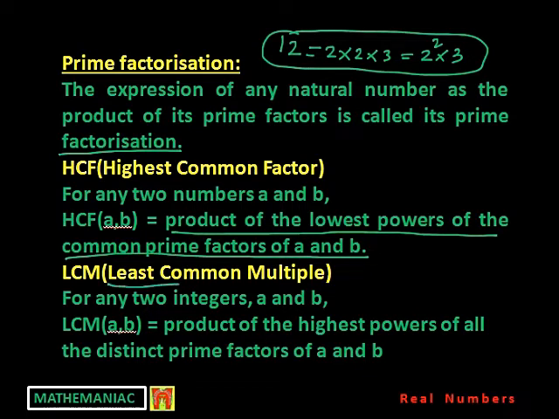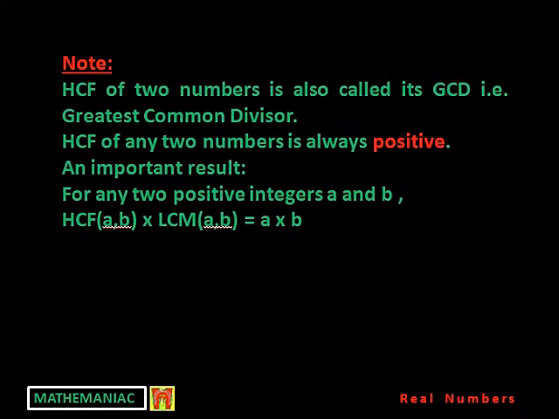And then when you go for lowest common multiple, we did not discuss lowest common multiple that day. For any 2 numbers, it is the product of the highest powers of all the distinct prime factors. I'll pick some example for this particular one. First, let me go for the next slide.